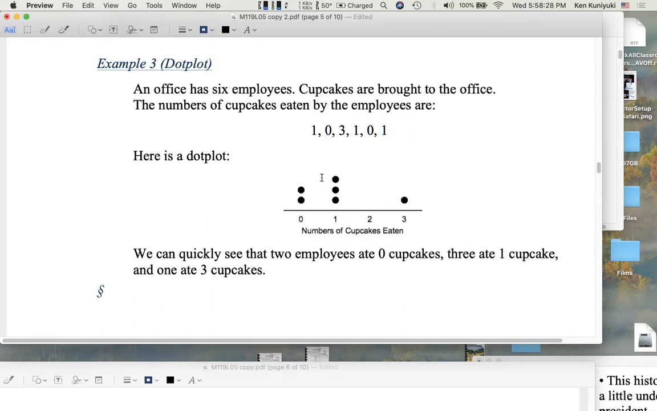All right. So basically, 2 people are on a diet. They don't eat any cupcakes. 3 people have exactly 1. No one has 2. Still, you want to put the 2 there because you do want to indicate the gap. And then 1 hungry person ate 3. So again, it's like a histogram with thin bars, and the dots replace the bars.